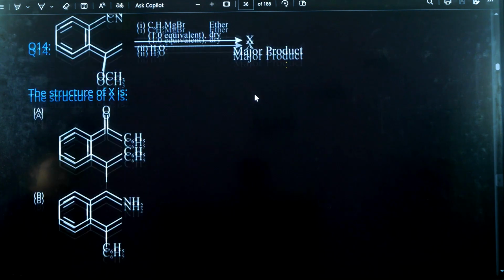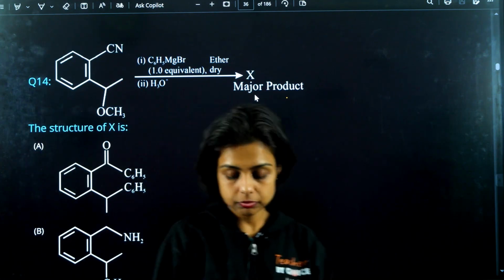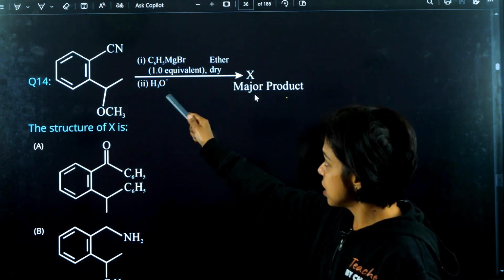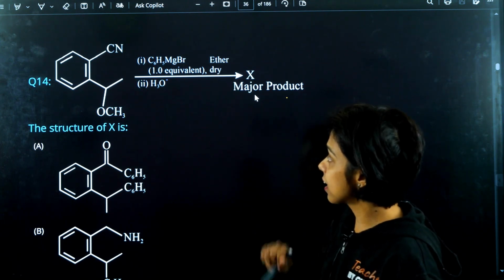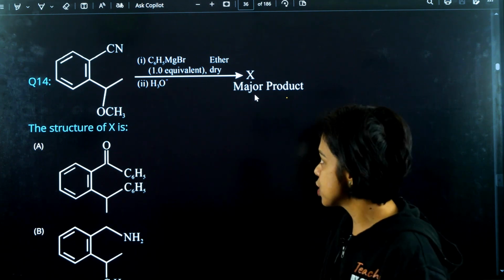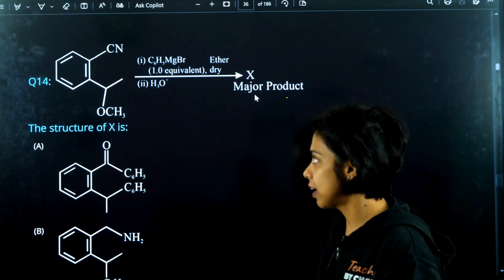Okay. Question number 14. So we have this cyanide here and OCH3 on this, and we reacted it with phenyl magnesium bromide, that is Grignard reagent, 1 equivalent, followed by hydrolysis. What should be the product here?